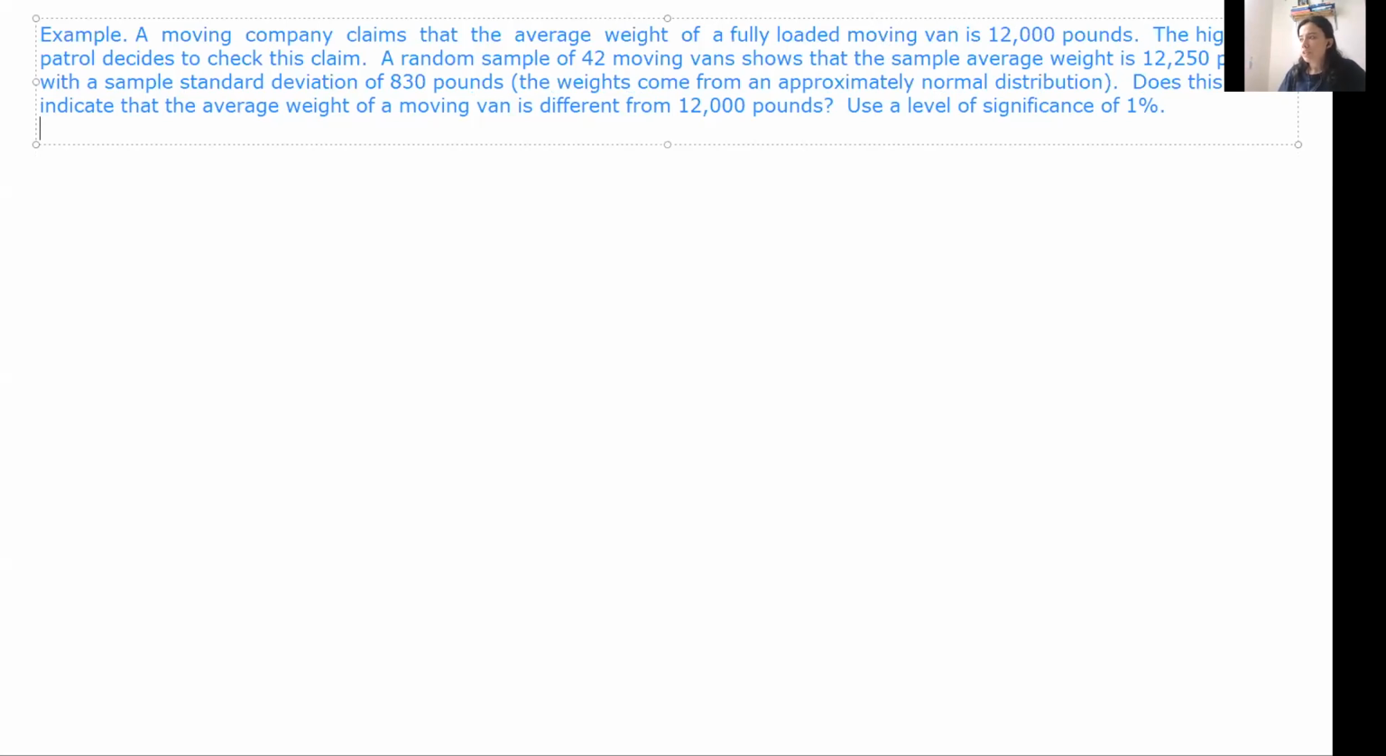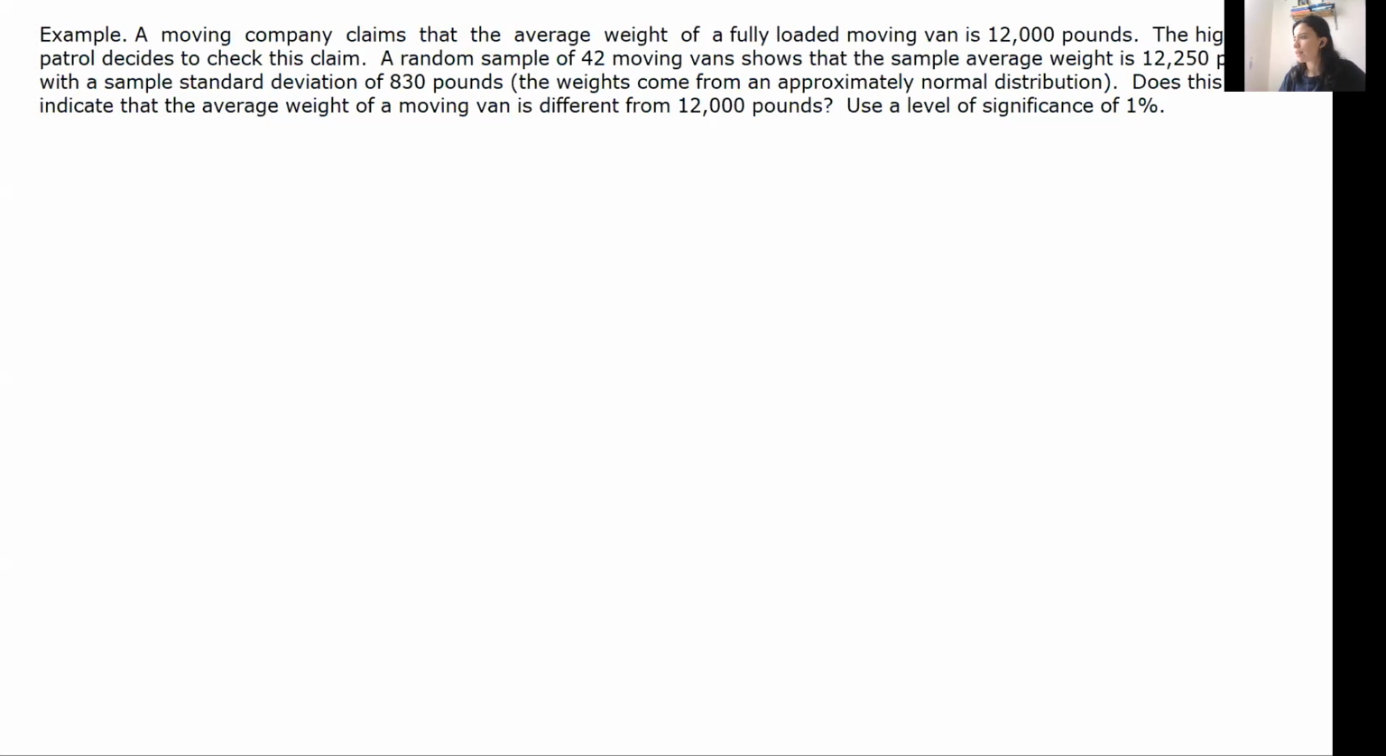Okay, a lot of information. I'm going to start by trying to identify each of the pieces that I need, right? So the first thing is that a moving company claims that the average weight of a fully loaded van is 12,000 pounds. So that number is probably going to be important.